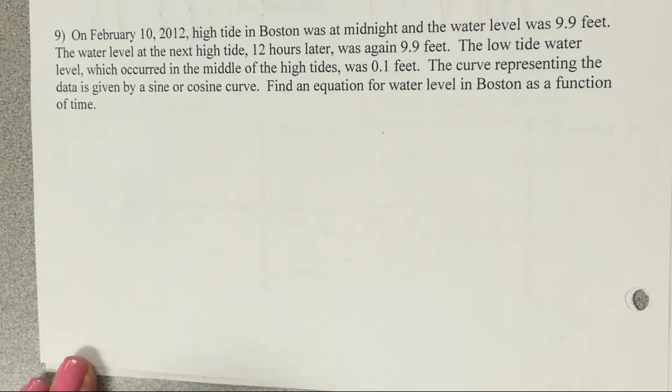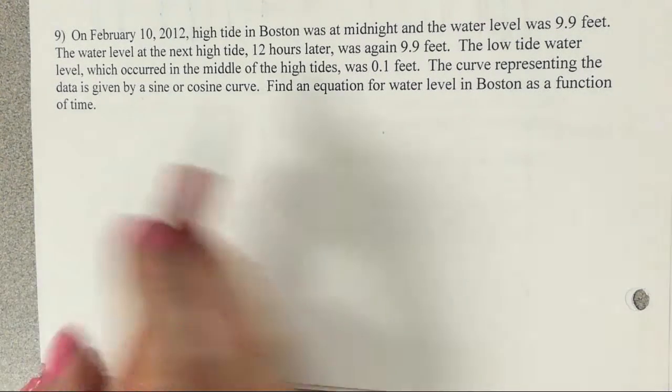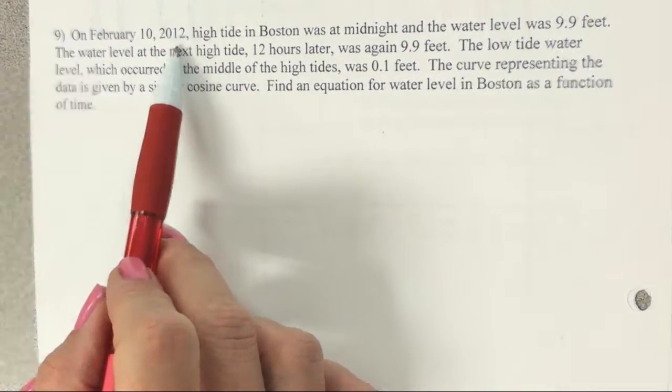Correct. All right, guys, let's look at this last one. This is a real-world application of the sine and cosine curve. It says on February 10th, 2012, high tide in Boston was at midnight, and the water level was 9.9 feet. The water level at the next high tide, 12 hours later, was again 9.9 feet. The low tide water level, which occurred in the middle of the high tides, was 0.1 feet. The curve representing the data is given by a sine or cosine curve. Find an equation for the water level as a function of time.